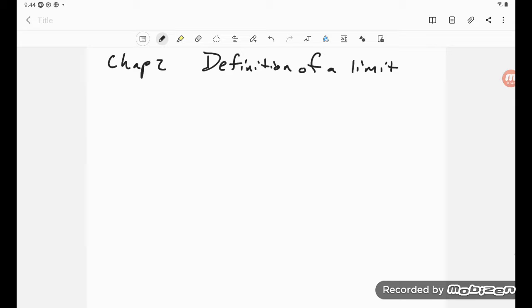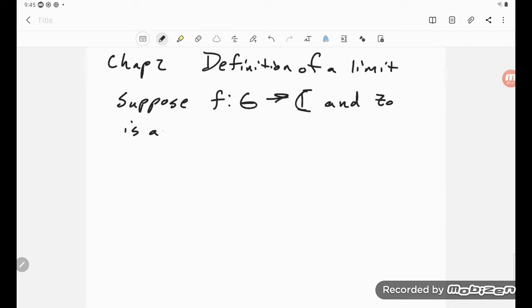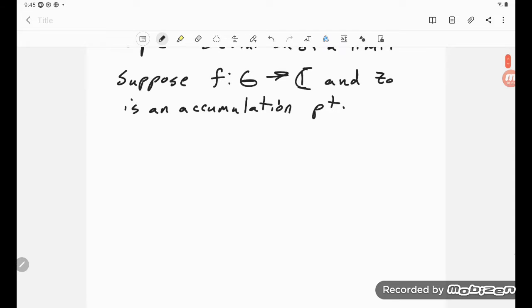Now the big thing here is, they say, well, suppose we've got f, which takes some subset of the complex numbers to the complex numbers somewhere, and z0 is an accumulation point. So let's look at that first.